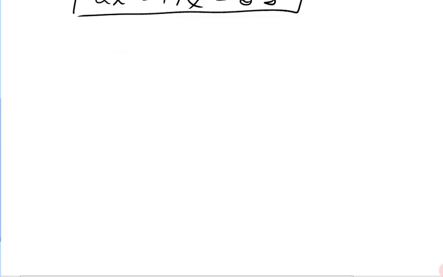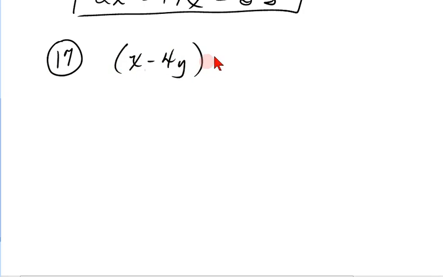All right, 17. Was everybody through with 16? Are we good? Okay. Number 17, I have parentheses, x minus 4y times 2x minus 4y. What technique of multiplication do you think I want to use? FOIL. Okay, I'll do it again.